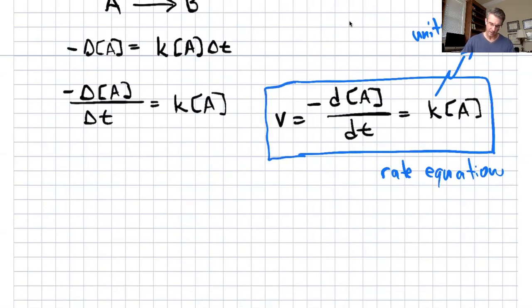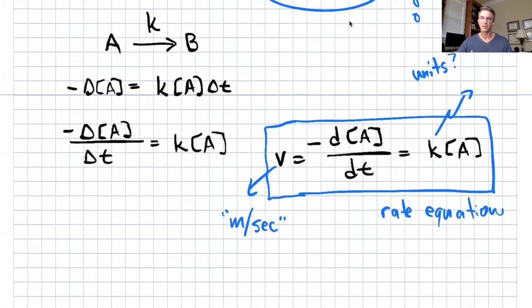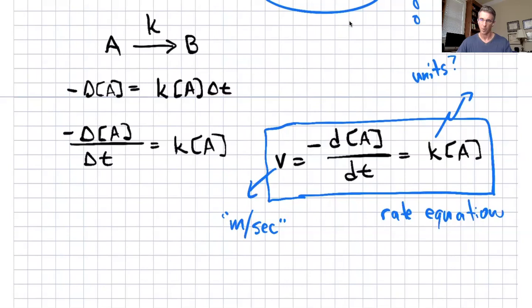And remember, what were the units of V? Molar per unit time. I'd say molar per second, for example. All right, well, if the concentration of A is in molar, what does that mean the units of K have to be? Molar per second. They have to basically be inverse time. Time to the minus 1, say second to the minus 1, minutes to the minus 1, whatever, right? Okay, so this rate constant is going to have units of inverse time.